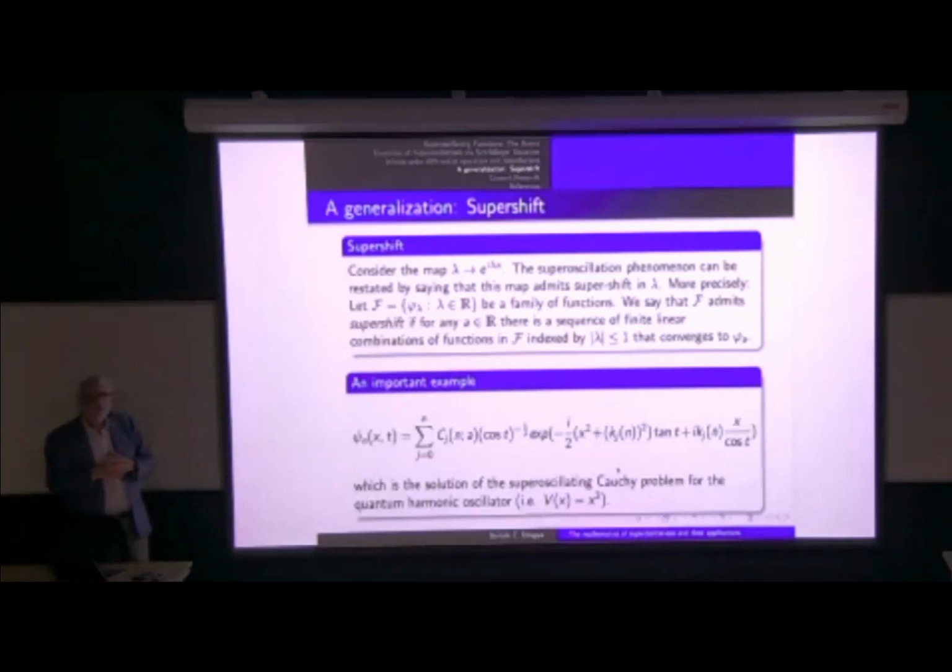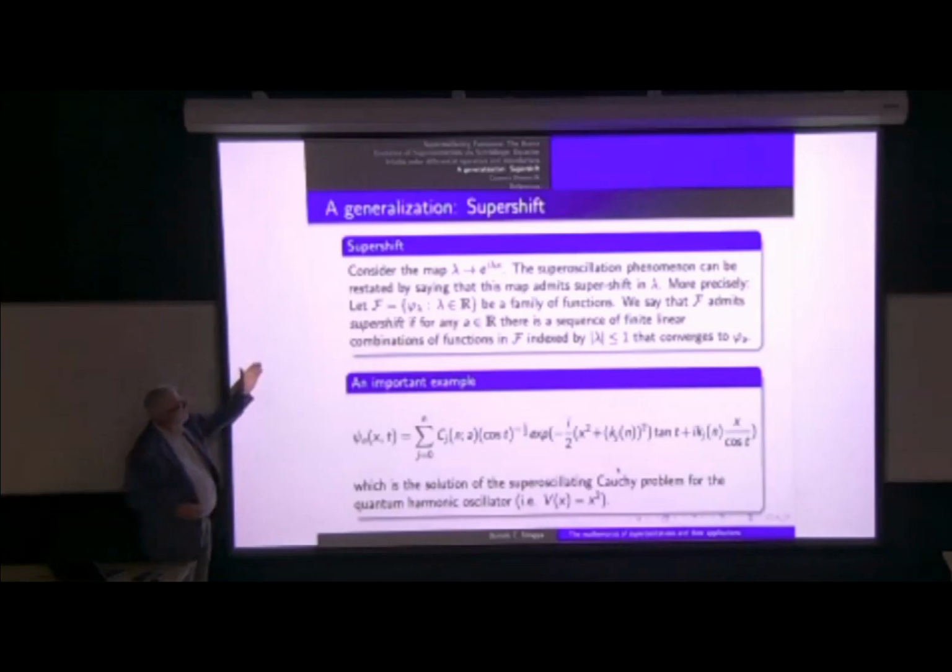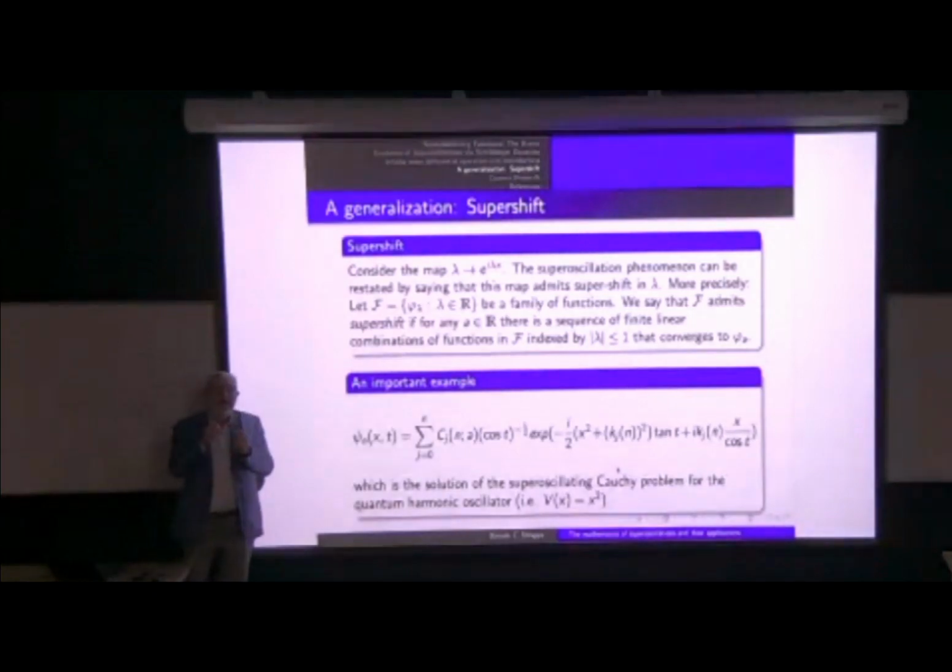When you look at the super oscillation that we discussed so far, just the simplest example that we looked at, what really happened there? Now, we look at e to the i a x as a function of x, but now I'm asking you to look at that as a function of lambda. So as a function of lambda, of the frequency, you have a family of functions. For every lambda, you have a function e to the i lambda x.